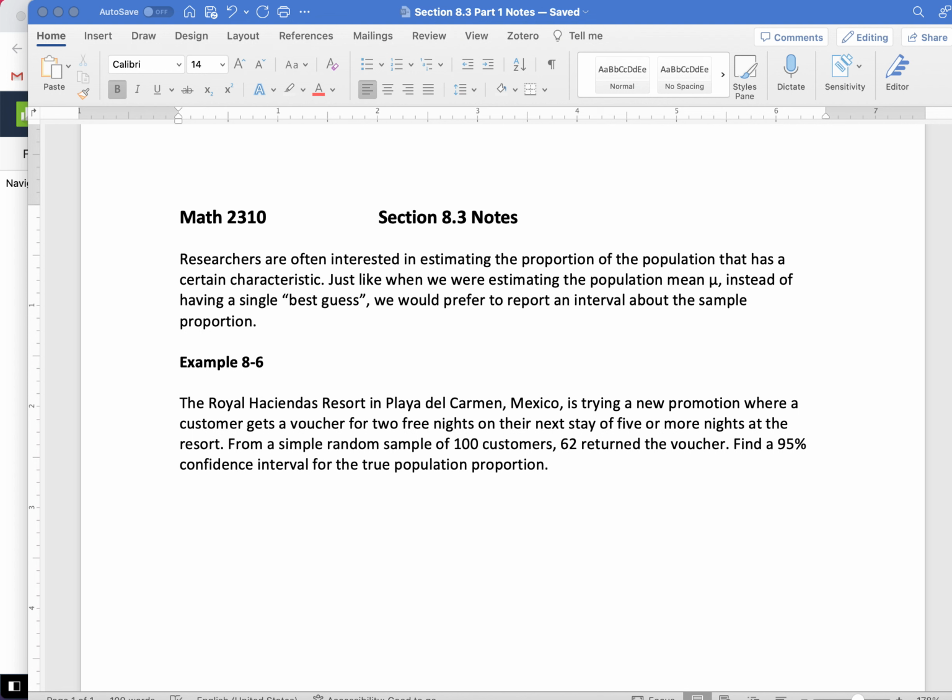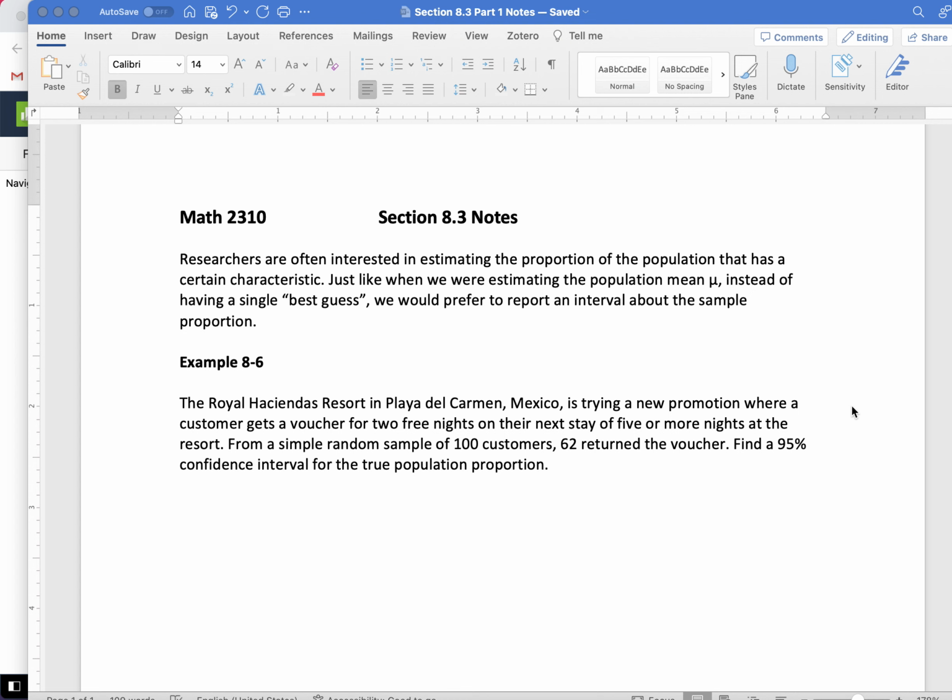In this video for section 8.3, we're going to talk about finding a confidence interval for a proportion. It's very similar to finding a confidence interval for a mean. Just like with the mean, instead of having a single best guess, we might want to have an interval about the sample proportion. And we would normally do this in situations where we are looking at the proportion of the population that has a certain characteristic.